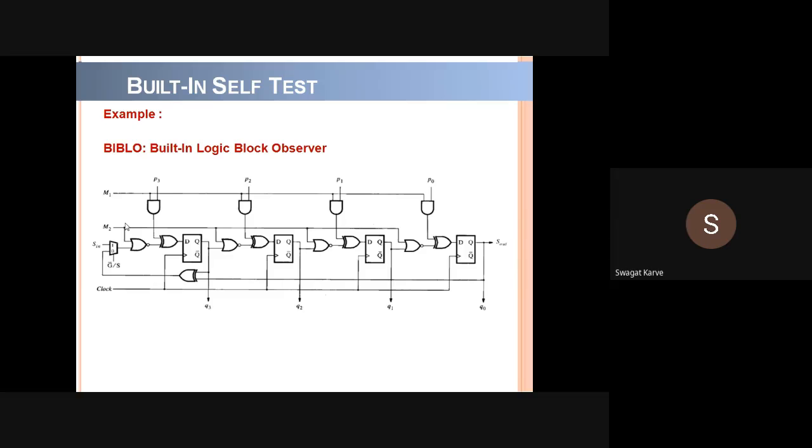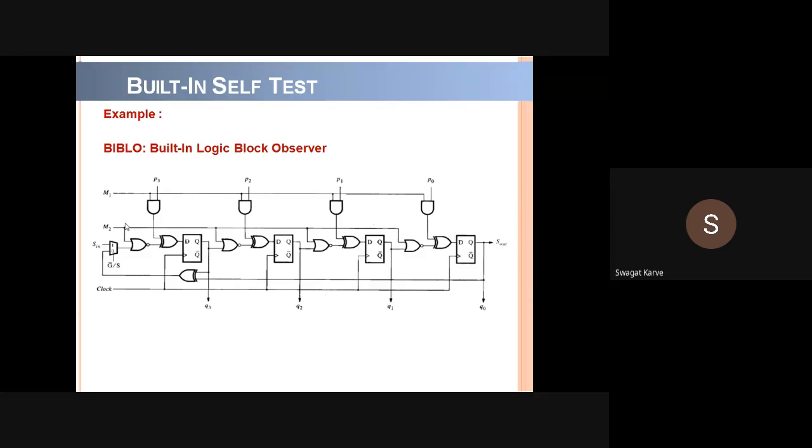So if you consider the first case, that is M1 and M2 is 0 0, for 0 0 it will operate in a scan path test mode. Then what about 0 1? That means M1 is 0 and M2 is 1. For 0 1 it will operate in a reset condition. That means the circuit will get reset for 0 1.